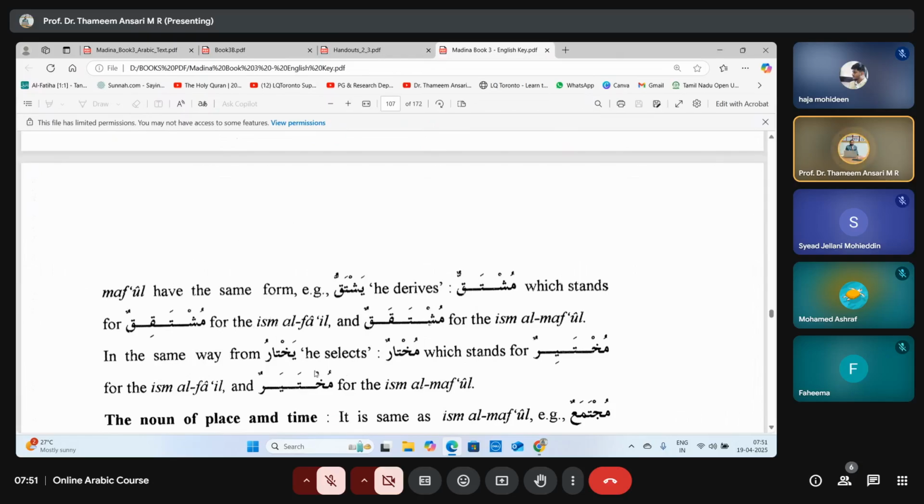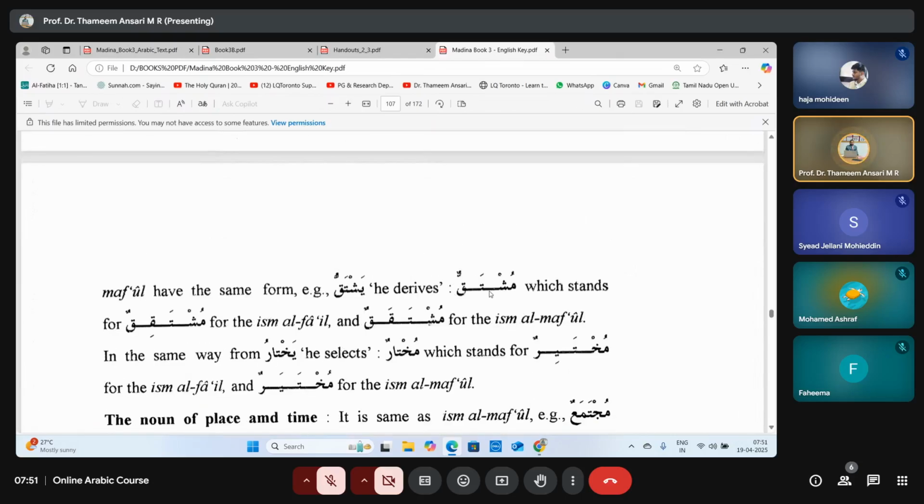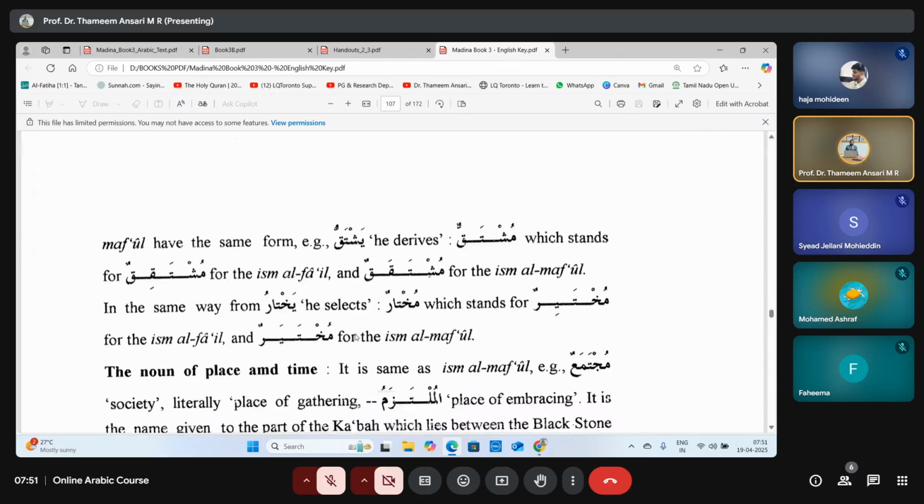The same way, from Yakhtaru, he selects Mukhtarun, which stands for Mukhtayirun for ismul fa'il and Mukhtayirun for ismul maf'ul. So we have seen just for muda'af verb. And as far as ajwab verb is concerned, the same way should be followed for ajwab verbs as well. For this pattern, we have Mukhtarun, it is for ismul fa'il as well as ismul maf'ul.